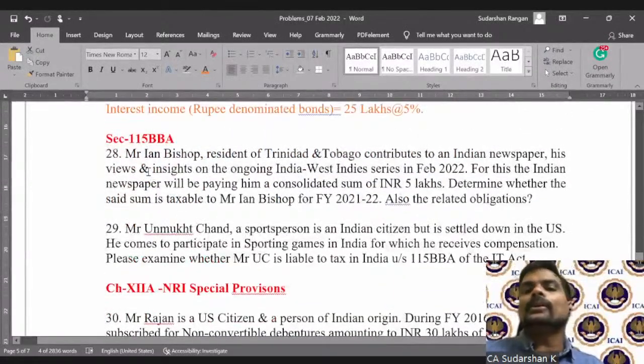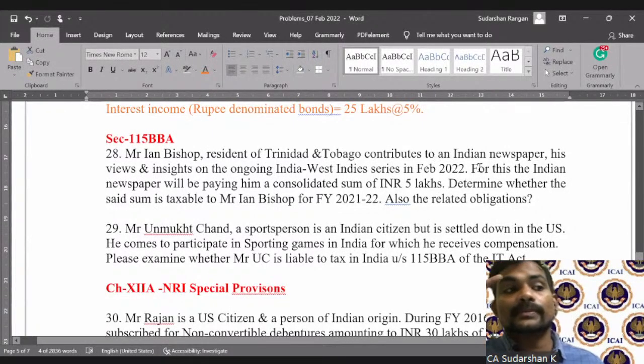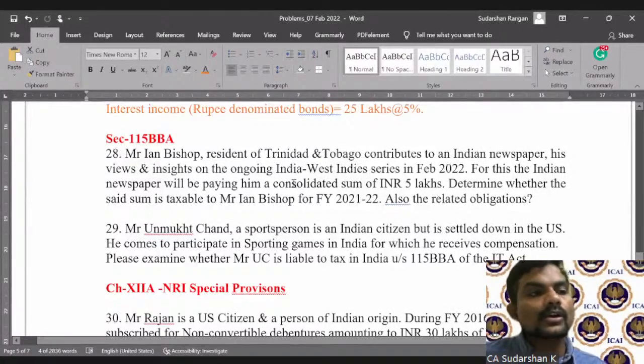Let's first look at question number 28. Mr. Ian Bishop, resident of Trinidad and Tobago, contributes to an Indian newspaper his views and insights on the ongoing India-West Indies one-day series. For this, the Indian newspaper will be paying him a consolidated sum of 5 lakhs for his contribution as an article to the paper. Determine whether the said sum is taxable to Ian Bishop for financial year 21-22. And also, what are the obligations, if any?